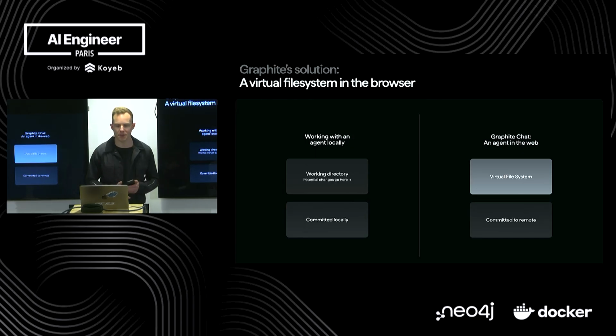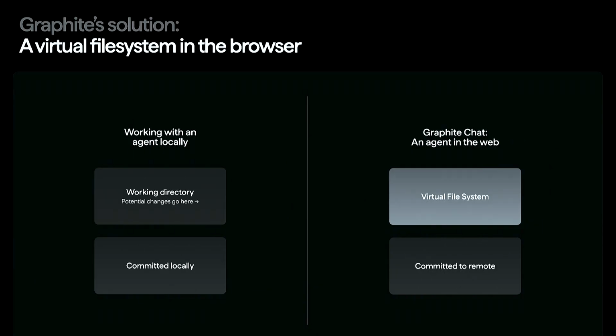So that was our solution to this: we built a virtual file system in the browser. We actually recreate a rendition of the file system, we give that, and we keep track of the diff as we're editing, and that way we now have a space for you to collaborate in real time.